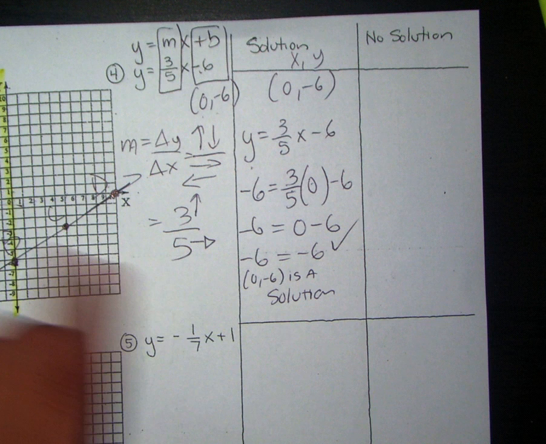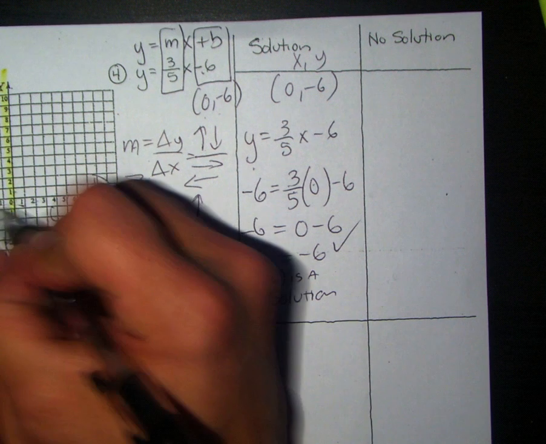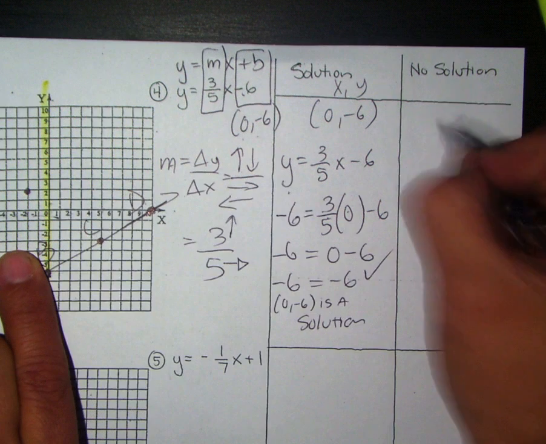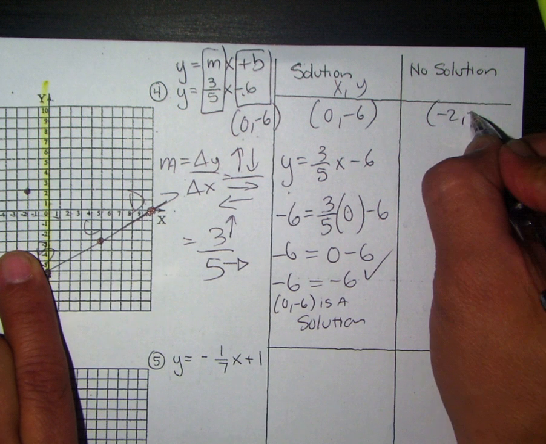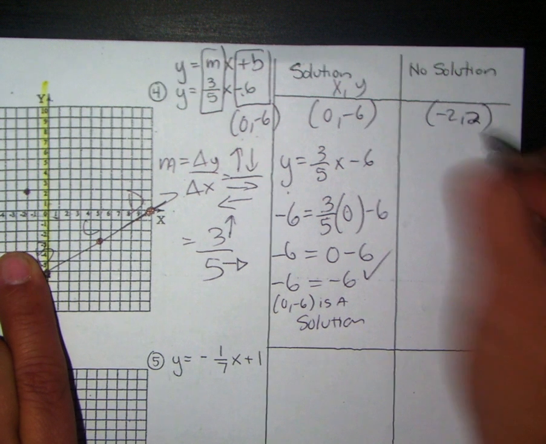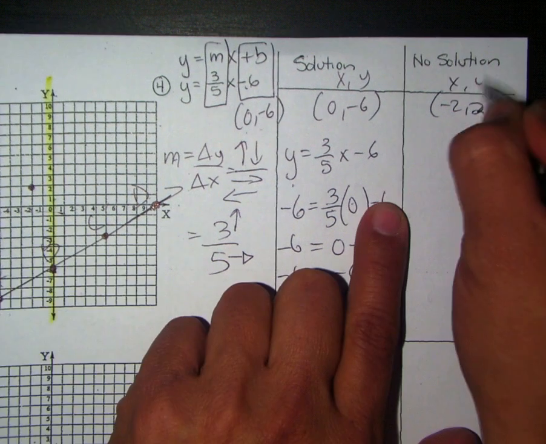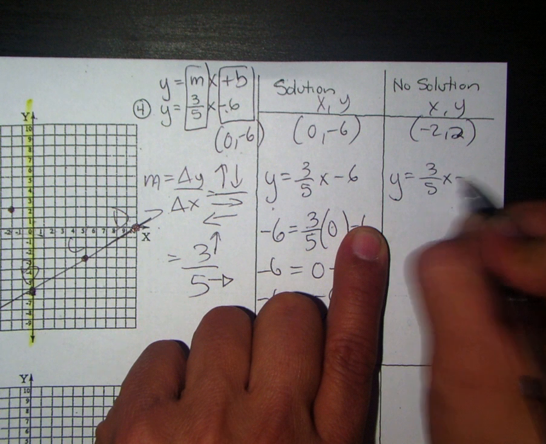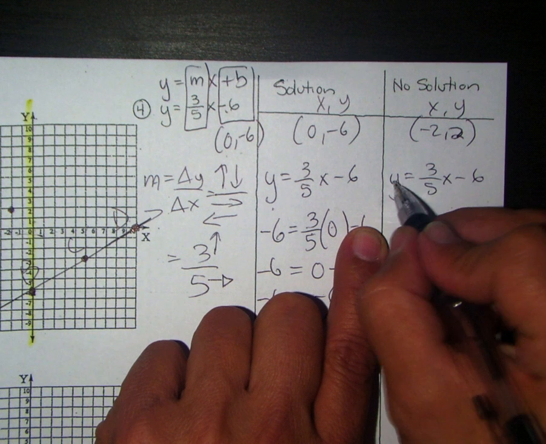No solution. Let's pick one. Let's pick negative 2 and 2. All right? So here we go. Y equals 3 over 5 x minus 6. What's your y?